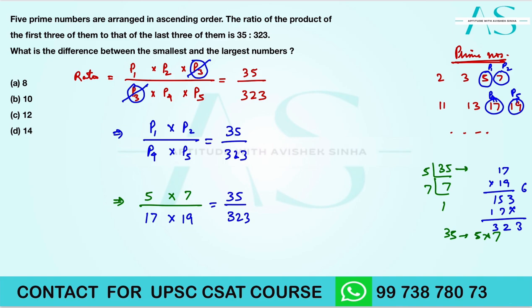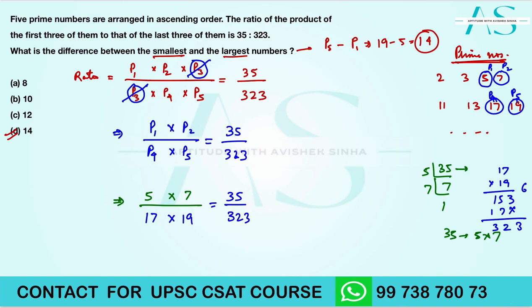Now our question says the difference between the smallest and largest. So it is actually P5 minus P1. 19 minus 5, which is 14. Option D. Now we are done with the question.